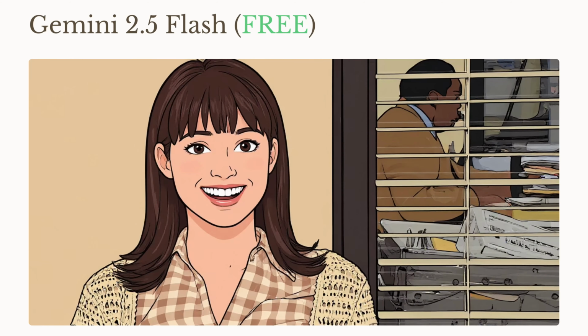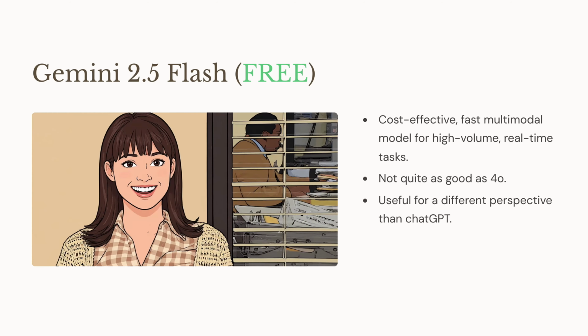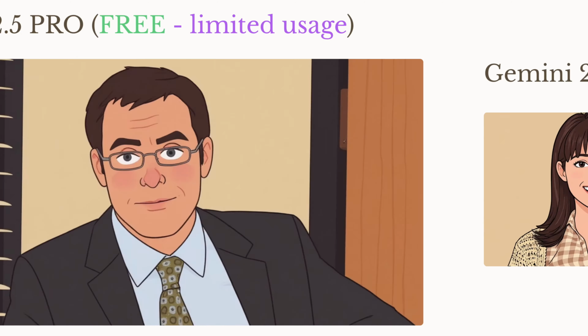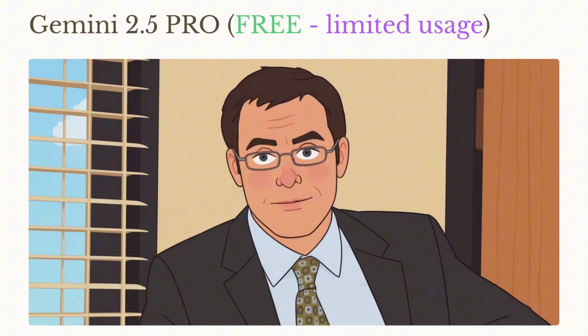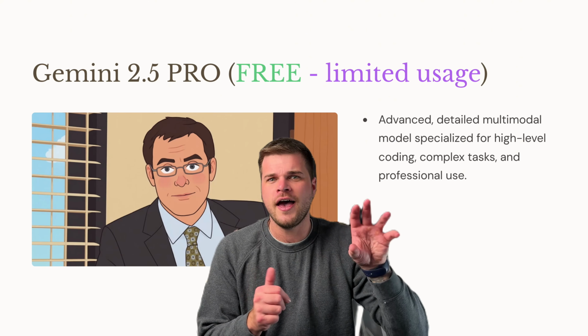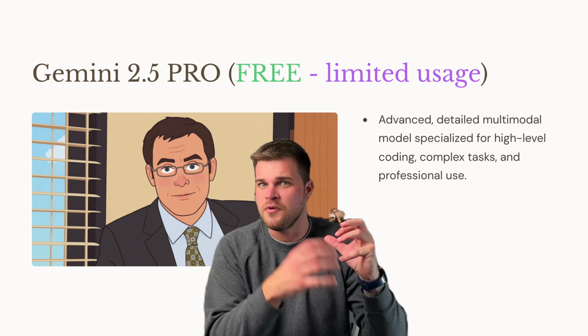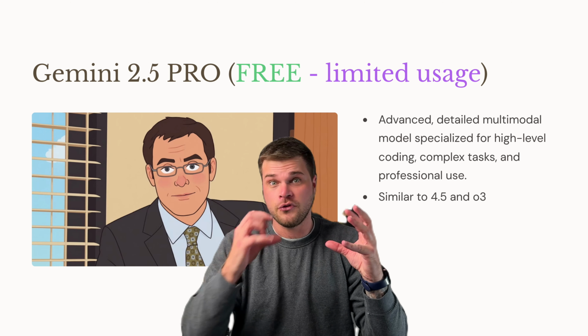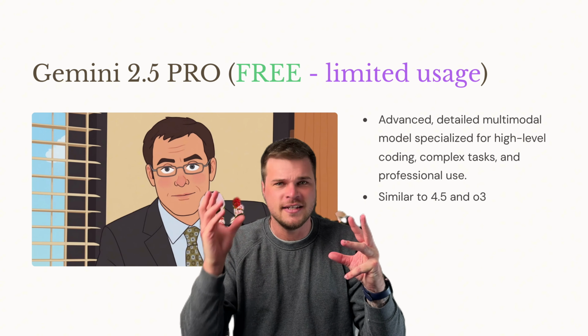Gemini 2.5 Flash. So this is basically your 4.0 equivalent. It's multimodal, it's quick. Gemini 2.5 Pro. So this is kind of like a mix between, I'd say, the 4.5 with its creative, empathetic thinking, and then the O3 that can go research and is quite logical.